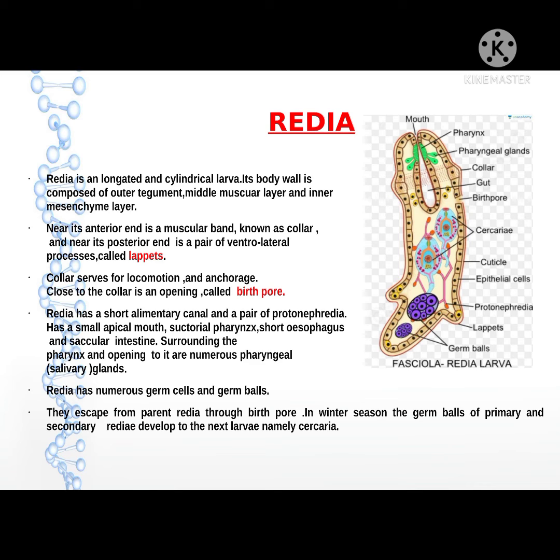Redia has a short alimentary canal and a pair of protonephridia. The alimentary canal has a small apical mouth, suctorial pharynx, short esophagus, and circular intestine. Surrounding the pharynx and opening into it are numerous pharyngeal or salivary glands. Redia has numerous germ cells and germ balls. They escape from the parent redia through the birth pore. In the winter season, the germ balls of primary and secondary rediae develop into the next larva, namely cercaria.